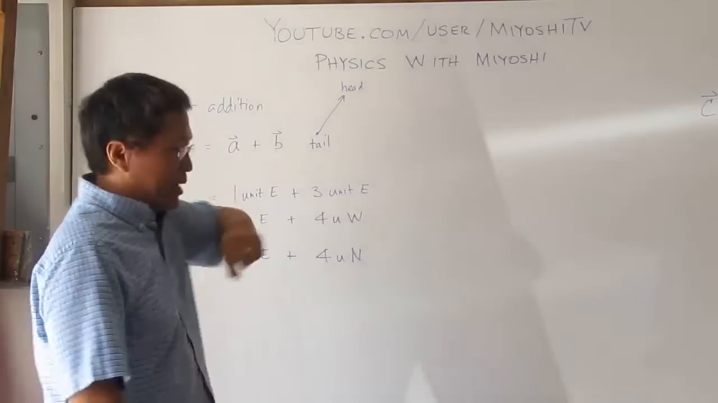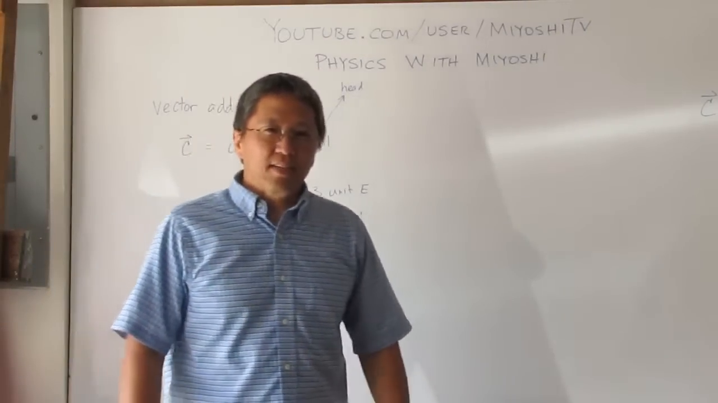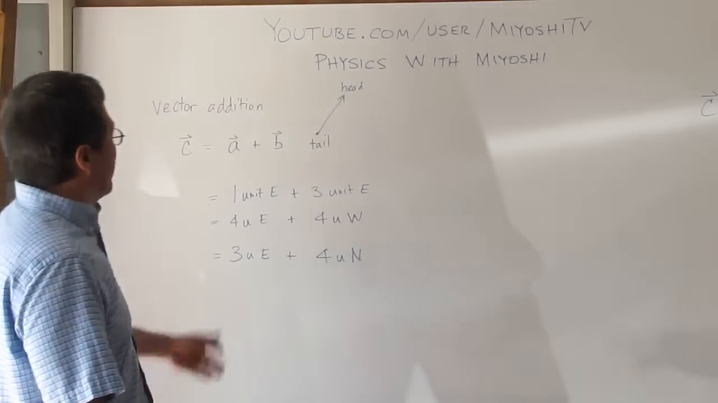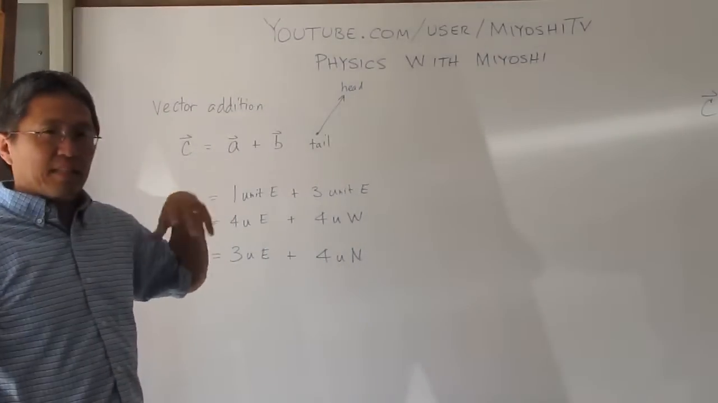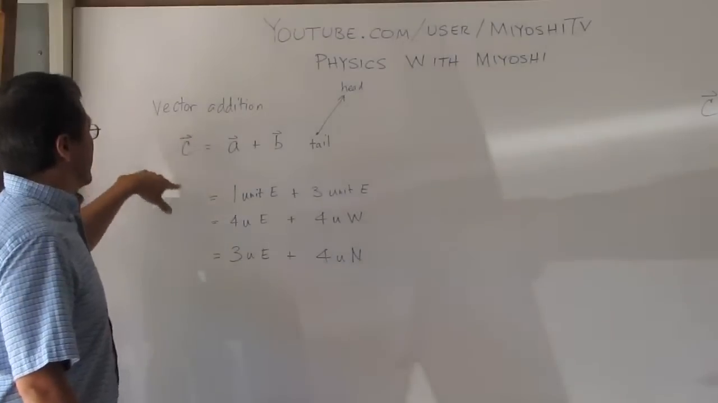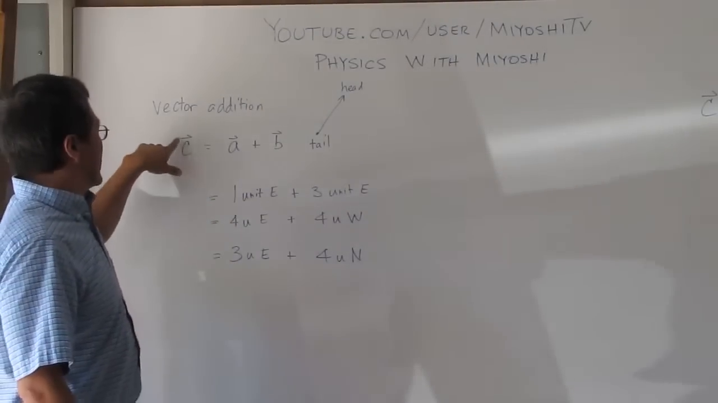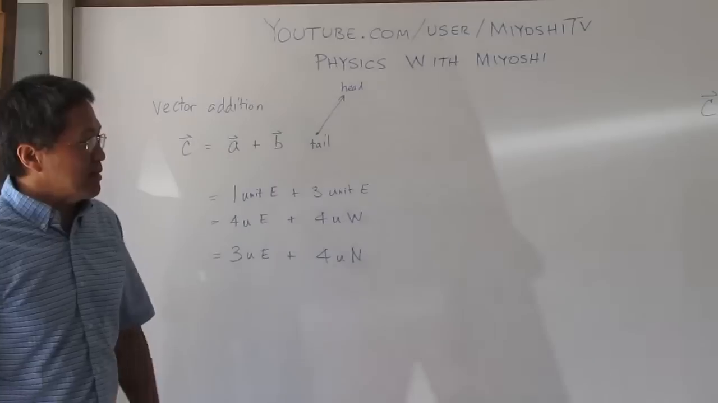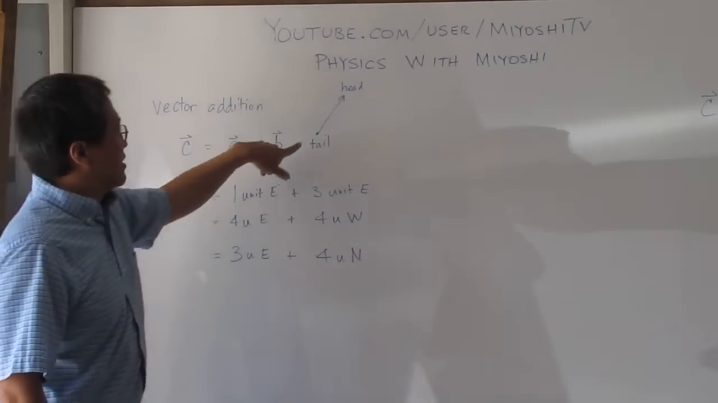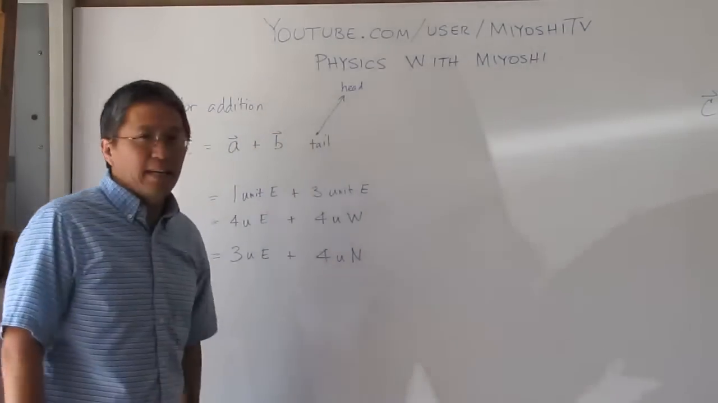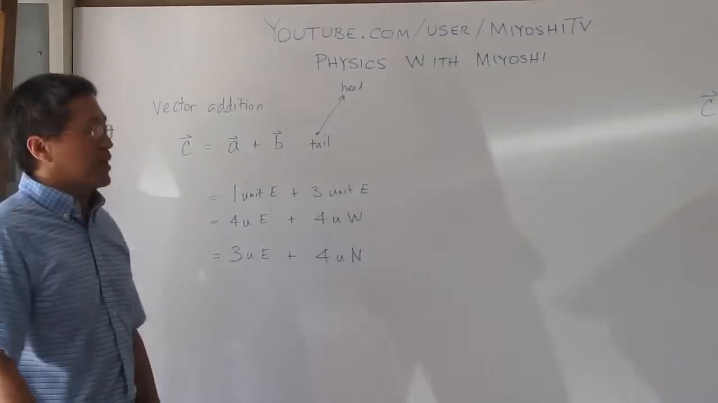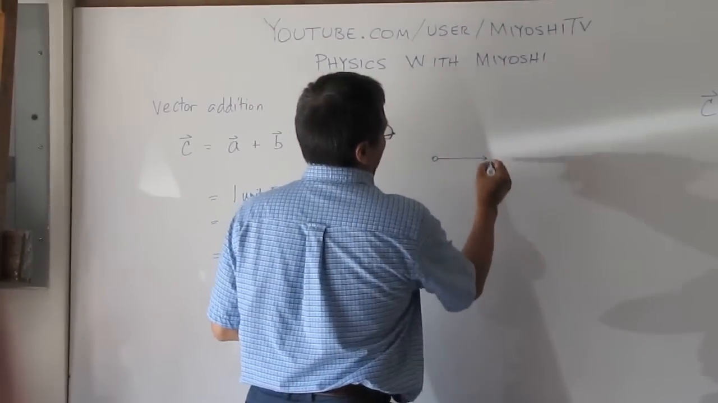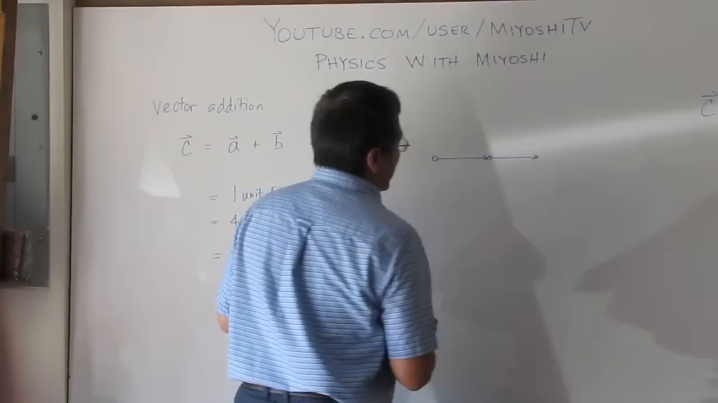I want to talk to you today about vector addition, a little bit of vector addition. Notice the notation here. First of all, anytime you see this little arrow on top, that means it's a vector, and a vector has both a tail and a head. And the way you add vectors is very simple. If you know that one vector is added to another vector, you just add them head to tail.